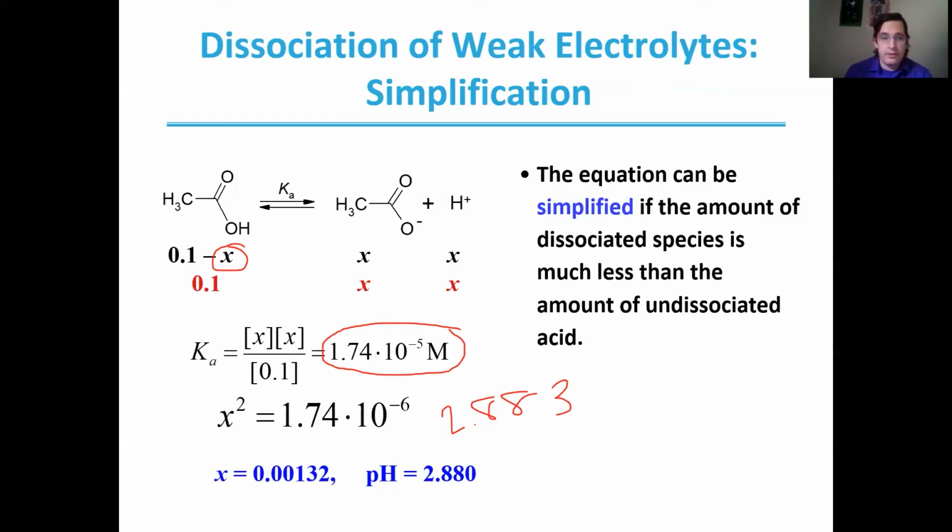Now, of course, the other thing you can do to check this assumption is actually take this X value that you calculate and subtract it from 0.1, right? So if we take 0.1 and subtract 0.00132, we get 0.09868, which of course is still very close to 0.1, right? So you can see, okay, our value of 0.1 does decrease slightly, but not all that significantly to our created acid here, our created acetate rather.